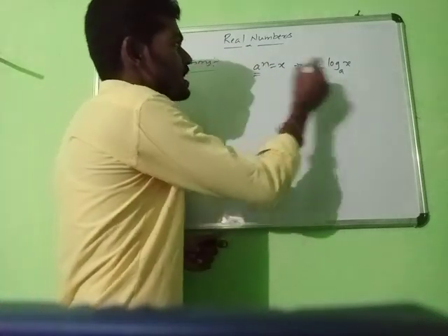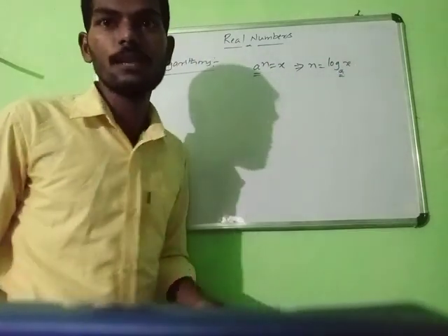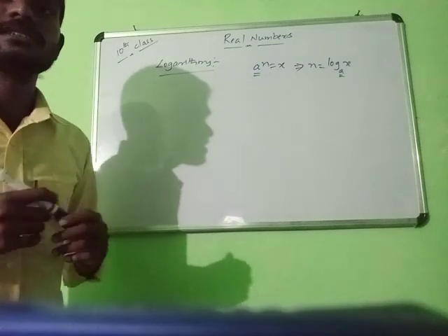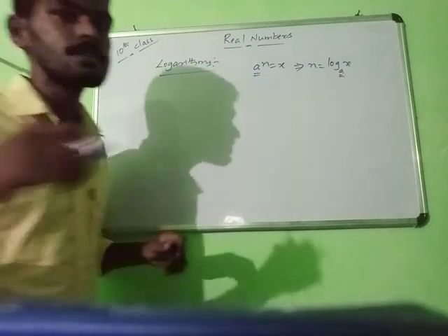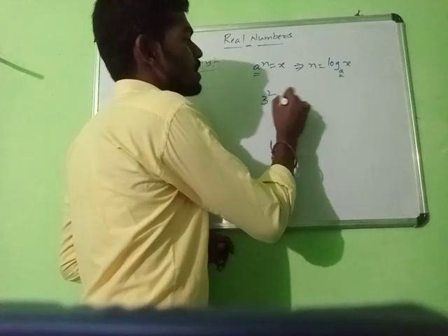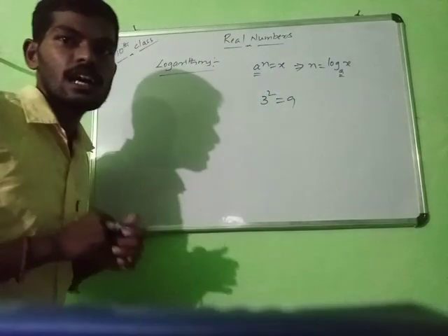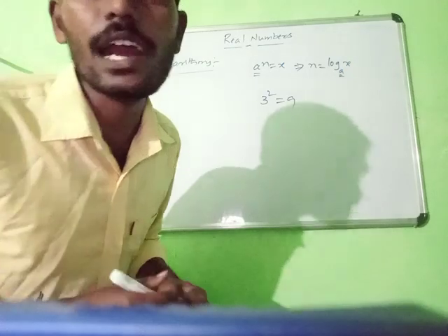Here the same base will come. For example, take 3 square equal to 9. Convert this into logarithmic form.